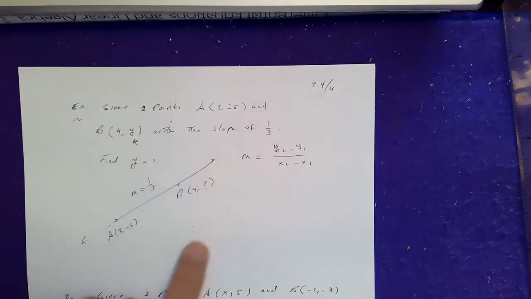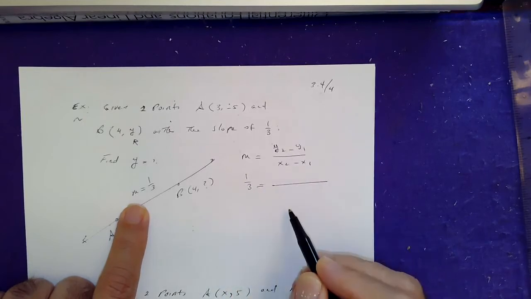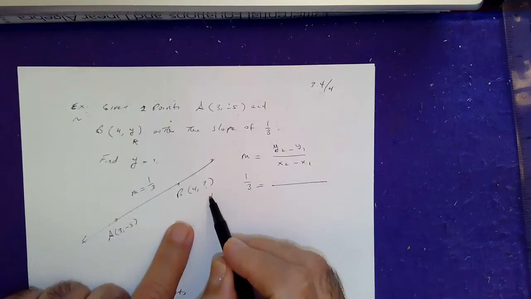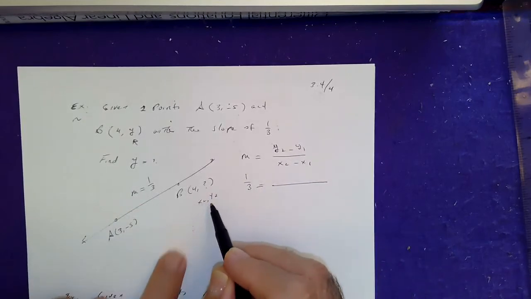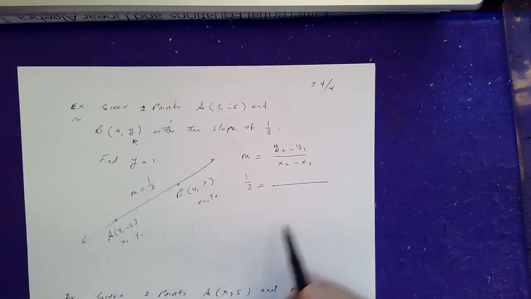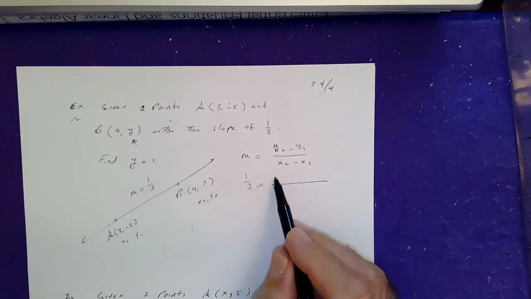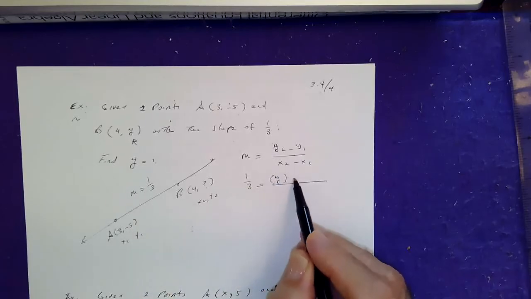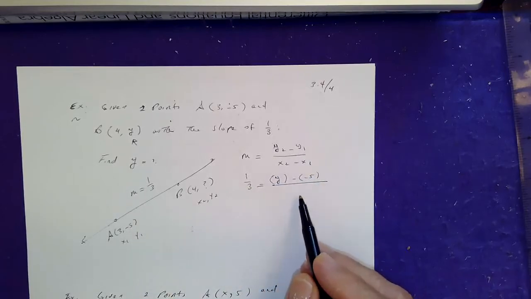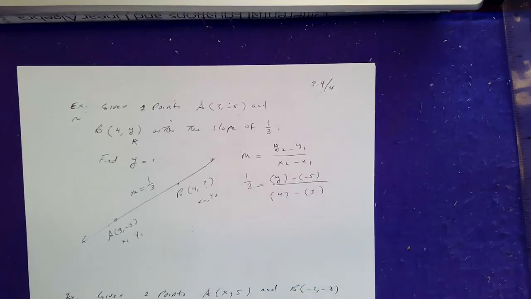Do I know what the slope is? Yes, they told me it's 1/3. Do I know what y2 is? I'm going to call this y2. I'm going to call this x2. I'm going to call this x1, y1. I'm just going to follow the formula. So y2 minus y1, that's y minus -5 over 4 minus 3.